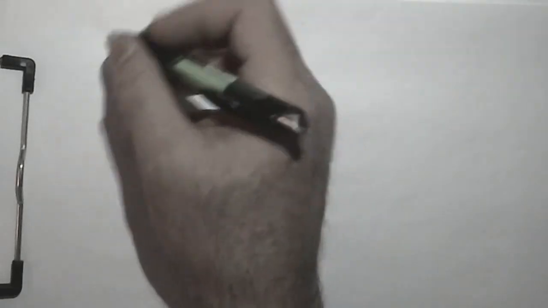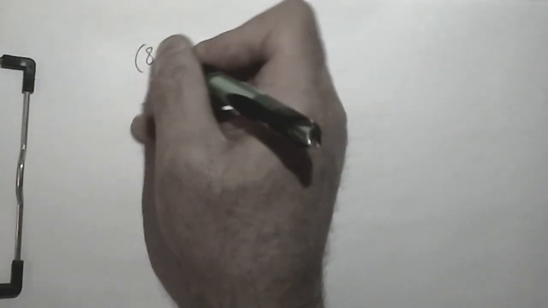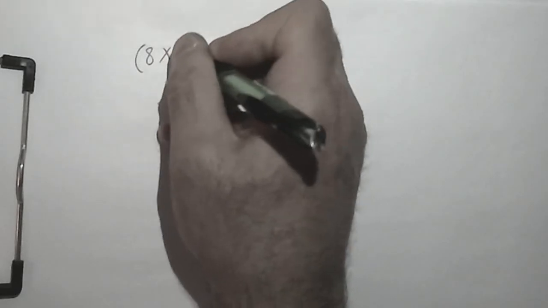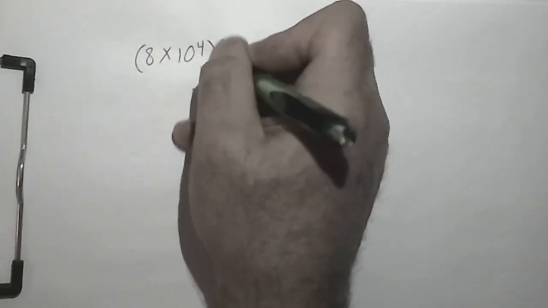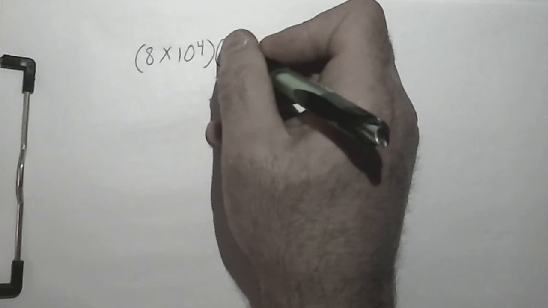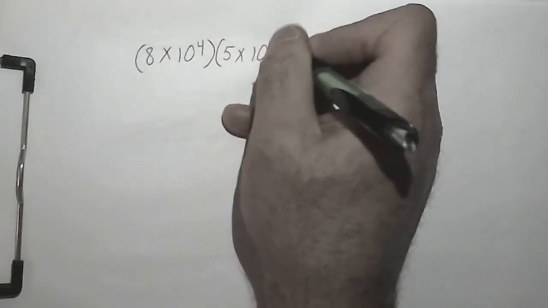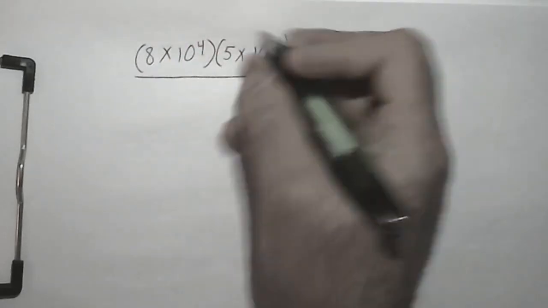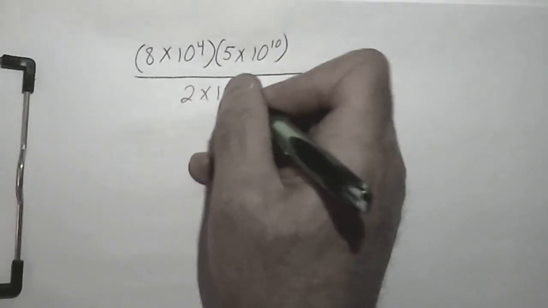All right, one last problem. This will be kind of the grand finale. Suppose I want to take a scientific notation number 8 times 10 to the 4th. And I want to multiply that by 5 times 10 to the 10th power. Then I want to divide this whole thing by 2 times 10 to the 7th power.